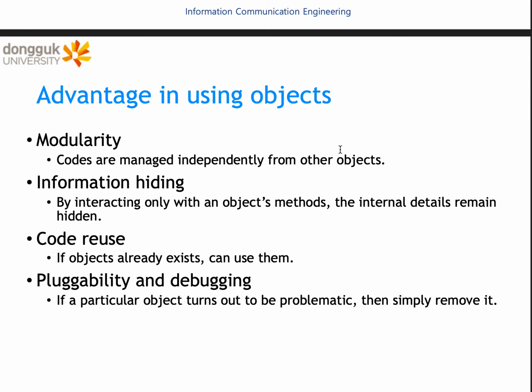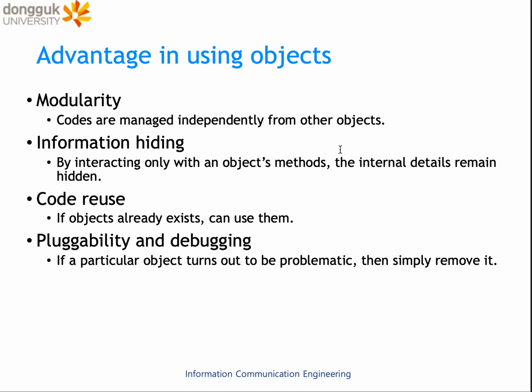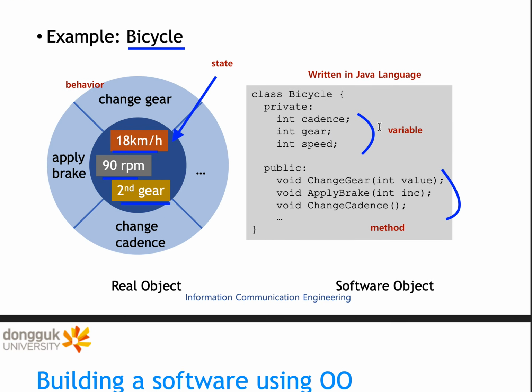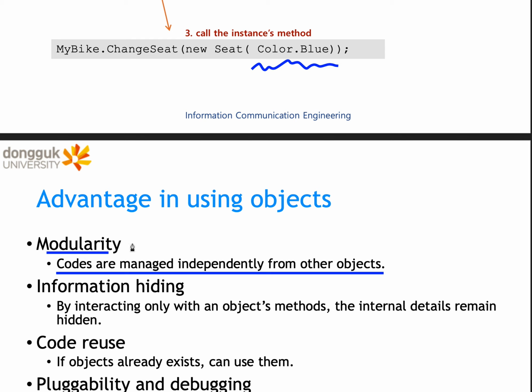So there is an advantage in using object. That means why we are doing object-oriented programming. First one is modularity. Codes are made independent from other objects. Look at this example here. Within one class, you have variable and method. They are packaged into one class. So that means method and variable are packaged in one module. That increases modularity.